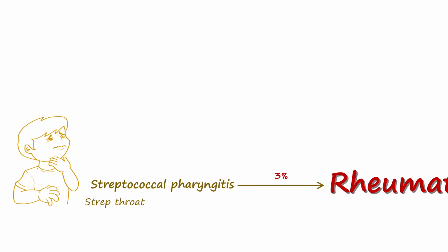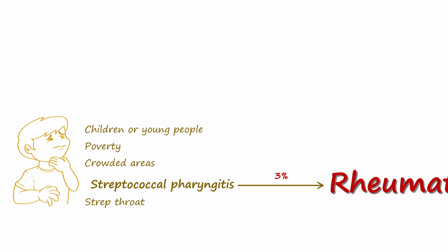Rheumatic fever can develop following an infection of streptococcal pharyngitis, commonly known as strep throat. However, it's important to note that not everyone who contracts strep throat develops rheumatic fever. Only about 3% of individuals with strep throat progress to acute rheumatic fever. This condition is more prevalent among children and young people living in poor and overcrowded areas.